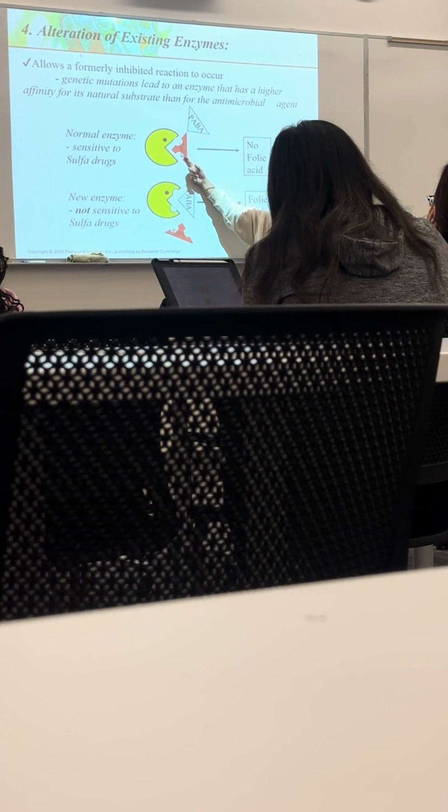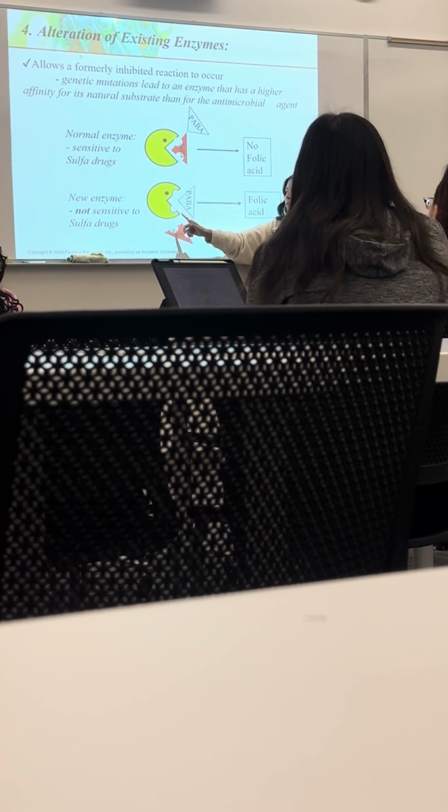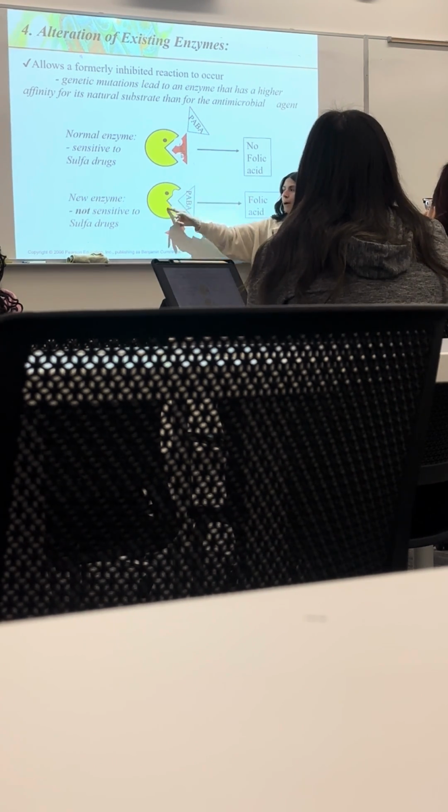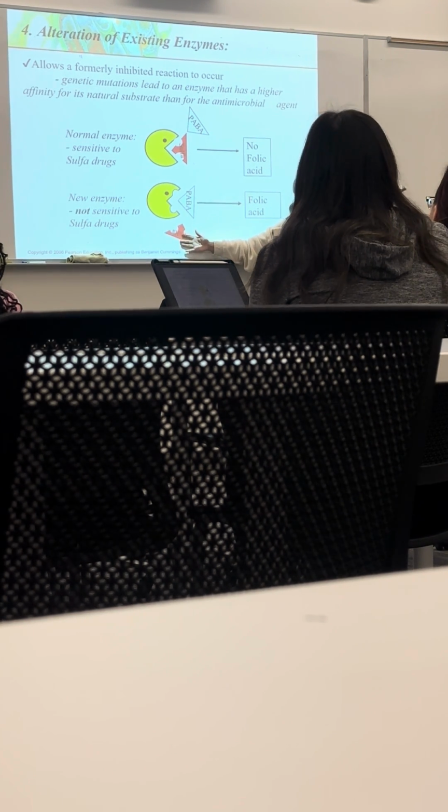Now you can have this enzyme, look, it used to look like a Pac-Man, and now it looks like this. So now sulfa doesn't fit. Actually, PABA fits better. Okay, so PABA fits better than sulfa. So if PABA fits better than sulfa, now PABA's gonna bind, and it's going to continue making folic acid, right? Inactivating or rendering resistance to sulfa, right? It doesn't work.